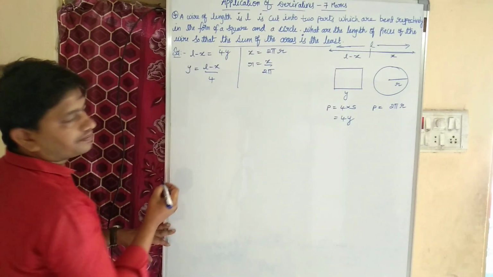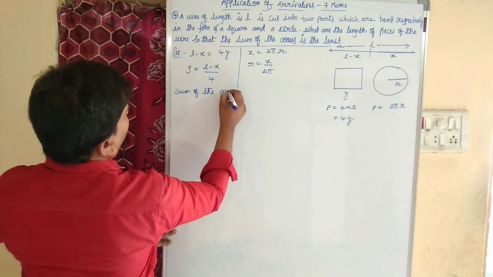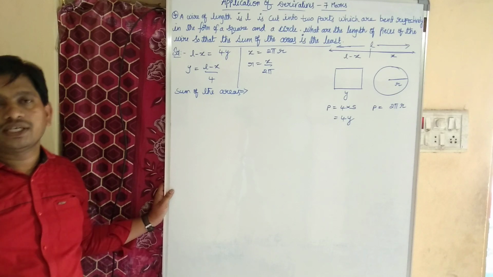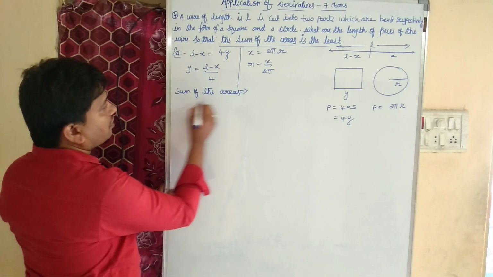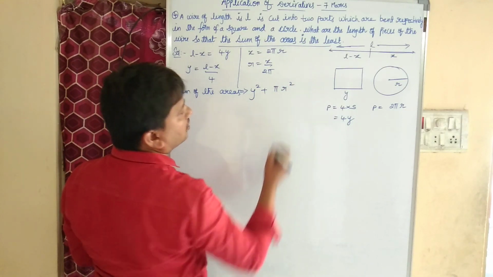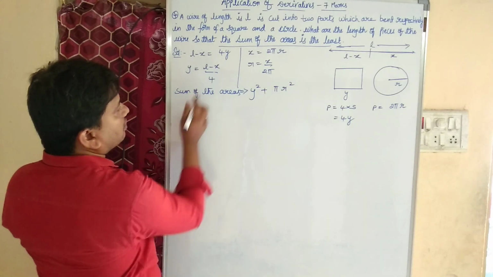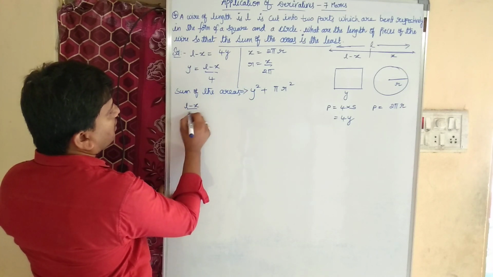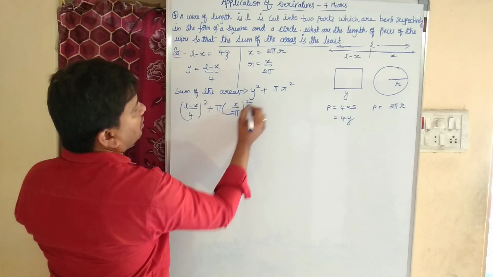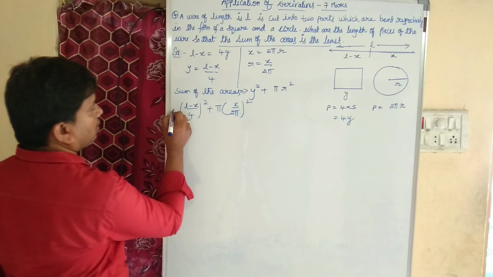The sum of the areas of the square and circle, because they said so. What is the area of the square? Side into side, y into y, y square, plus what is the area of the circle? Area of circle is pi r square, right? So y means L minus x by 4 whole square, plus r means x by 2 pi whole square. That is the sum of the areas, right?